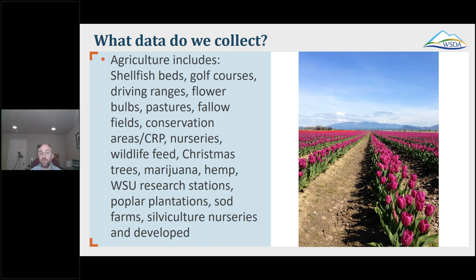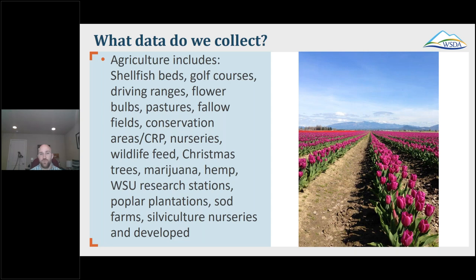So we do include golf courses and driving ranges in our data set. We also map flower bulbs and pastures as well. We do survey fallow fields. That includes fallow fields that have been tilled and are remaining tilled for that growing season, and also fields that are left to go idle. So a few different types of fallow. We also map conservation areas and CRP areas. CRP is frequently rotated in with wheat and wheat fallow systems in Eastern Washington.